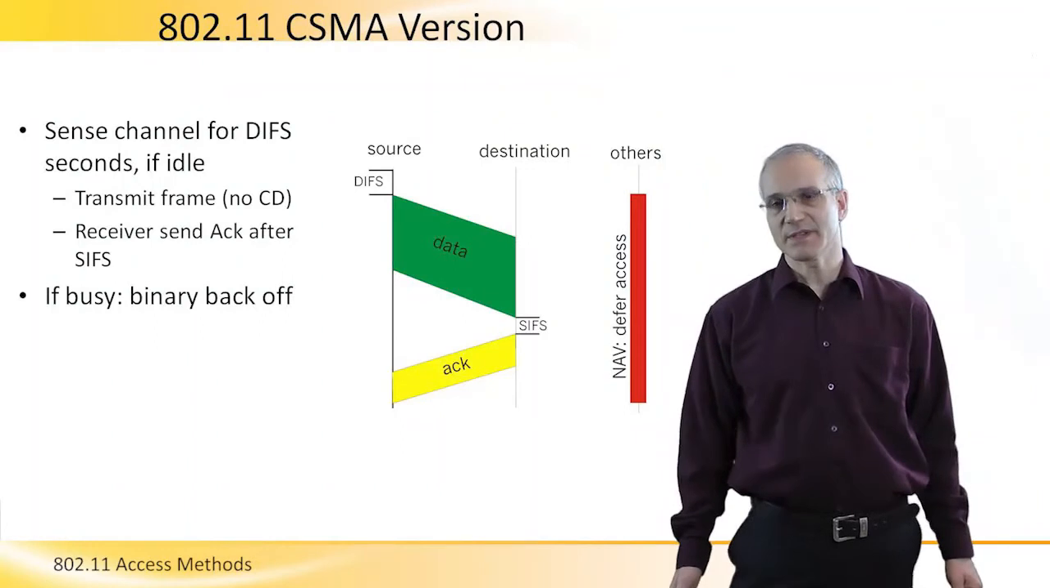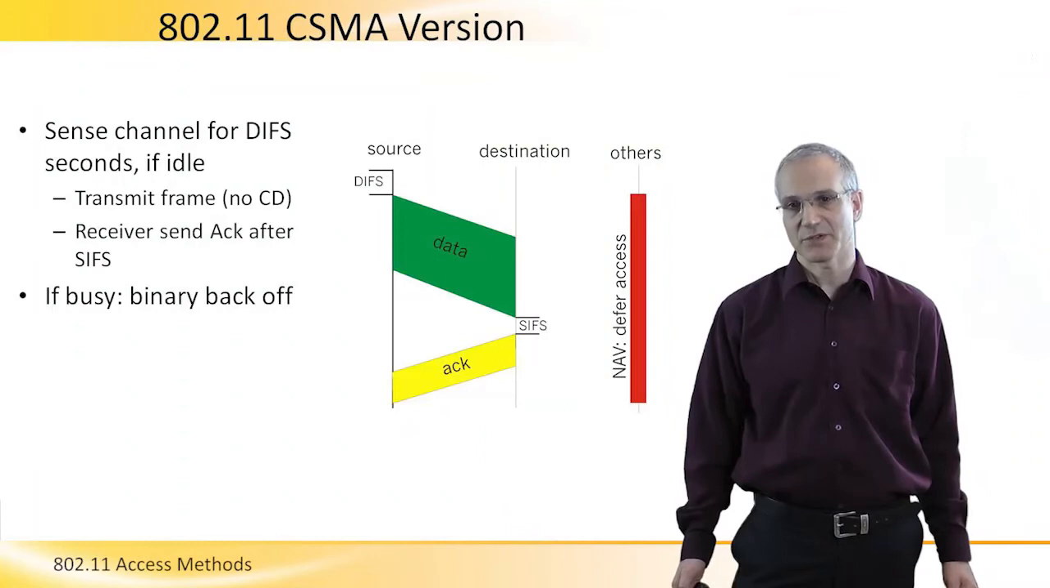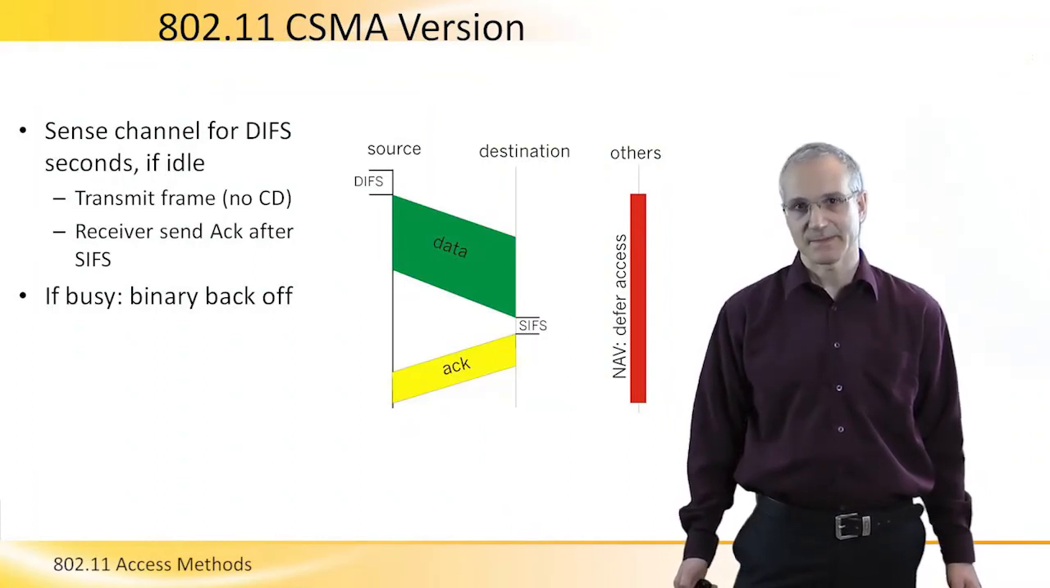The reason for this is that another station may not hear the acknowledgement of the destination and interfere with it, and we want to clear the channel for the acknowledgement message. This will become clearer in the next slides.